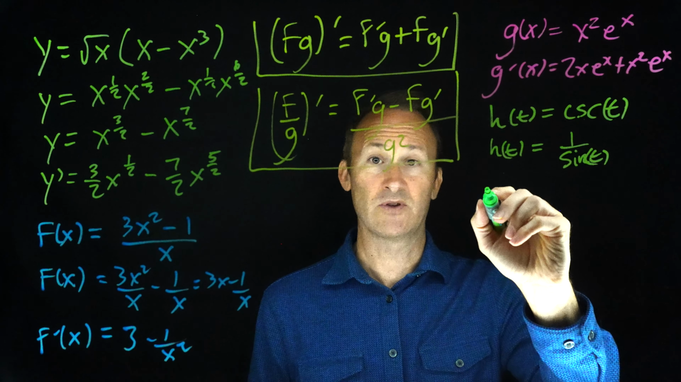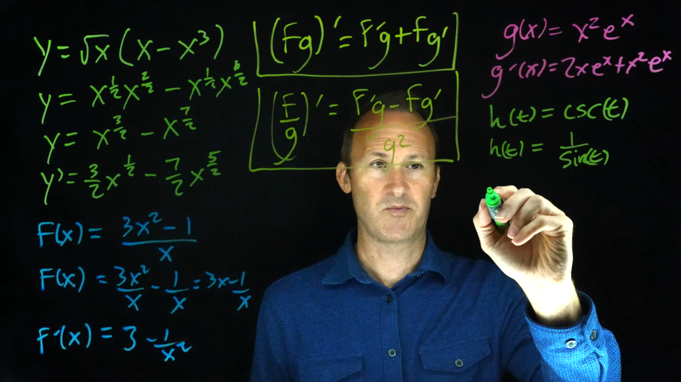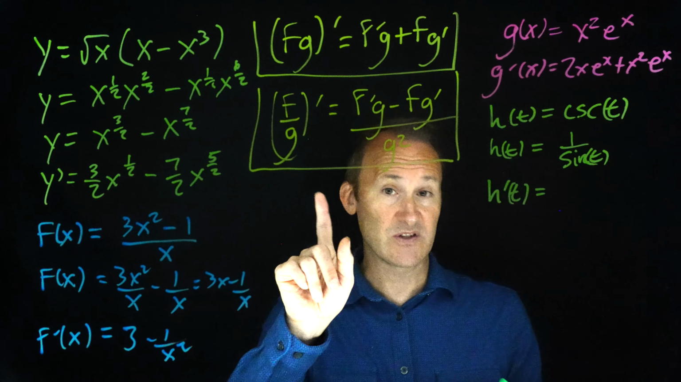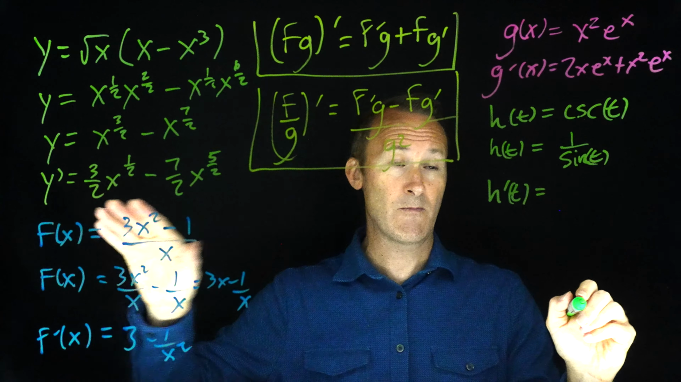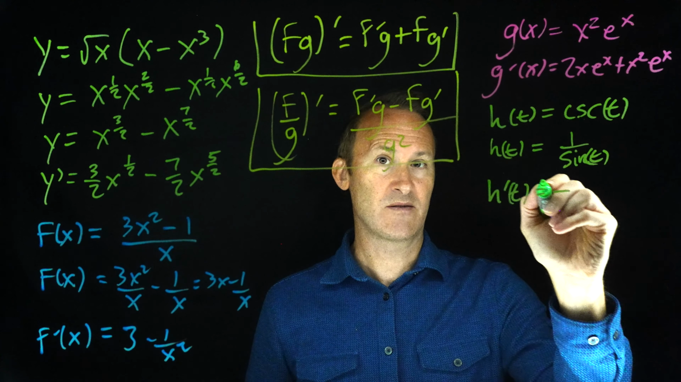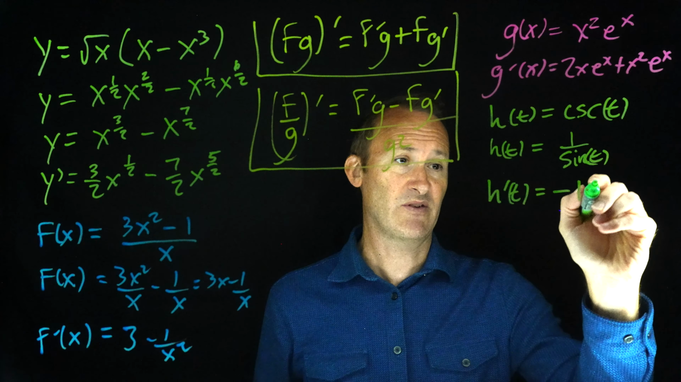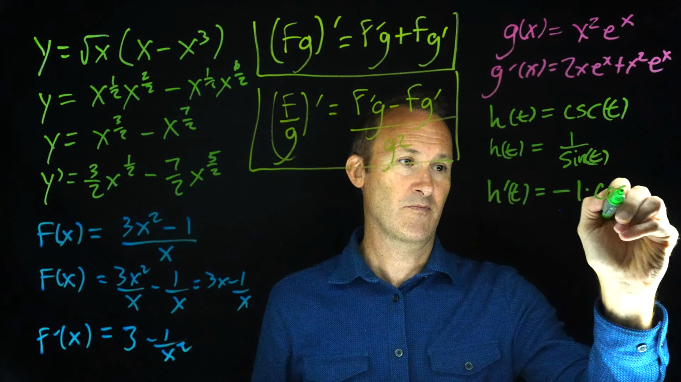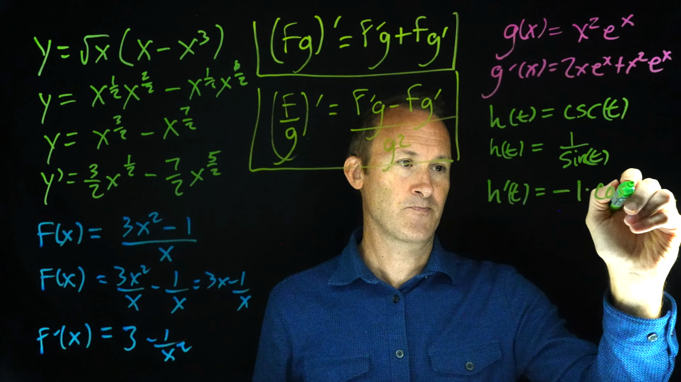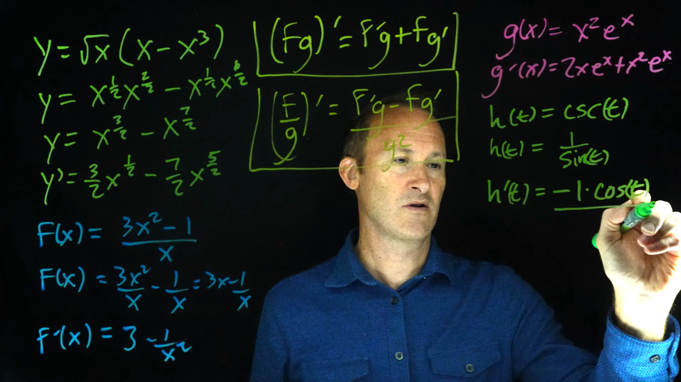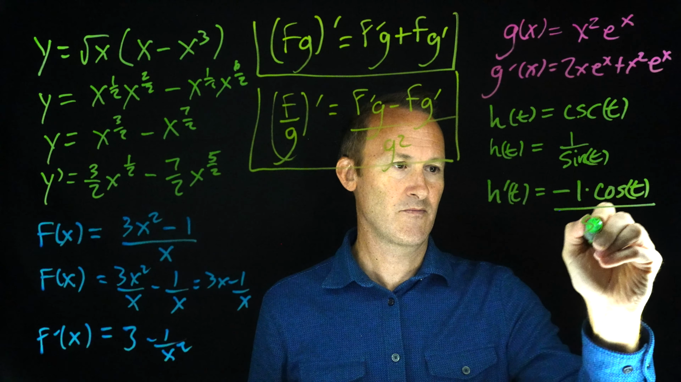So let's apply it and see what happens. Okay, so h prime of t equals what? Derivative of the first term is derivative of the numerator, which is actually 0, so that f prime g goes to 0. We're just left with what? Minus 1 times the derivative of the second term. Derivative of the sine is cosine. Okay, so this is cosine of t, positive, and it's all over the denominator squared.